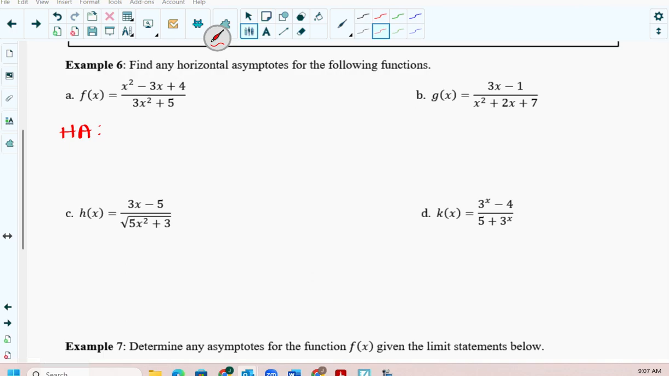All right, guys, letter A. What is your horizontal asymptote? Y equals what? 1/3. All right, guys, up here, letter B, horizontal asymptote. Y equals 0. That one's bottom heavy. Letter C.